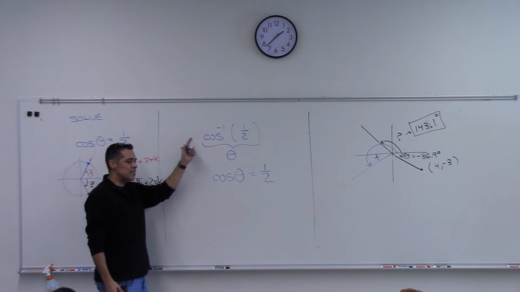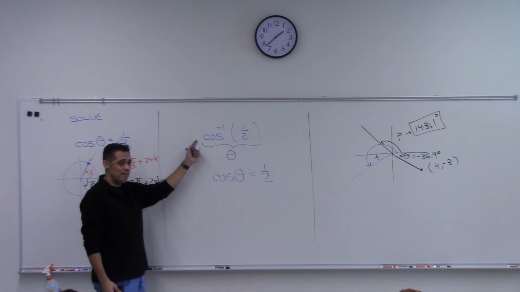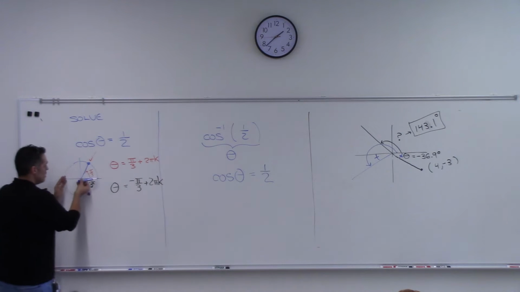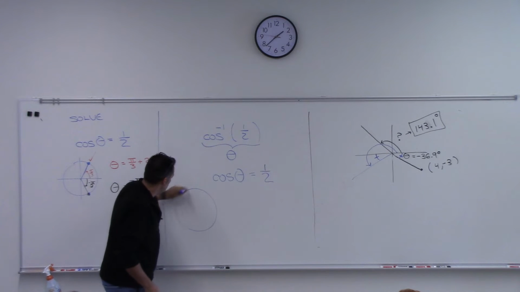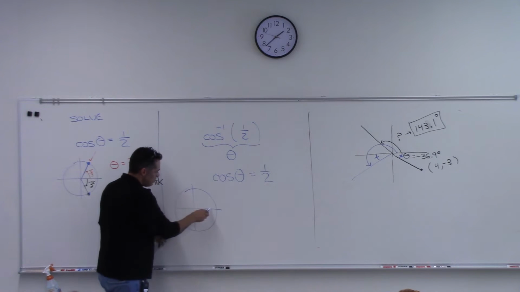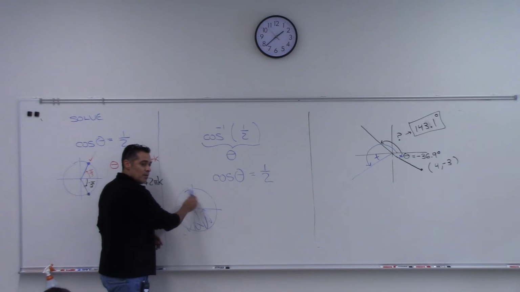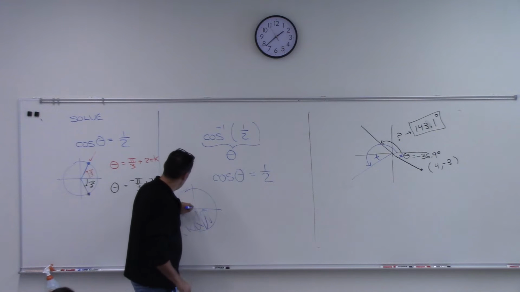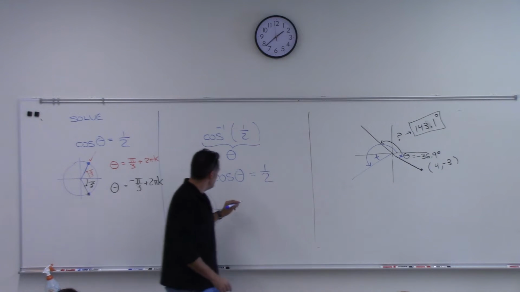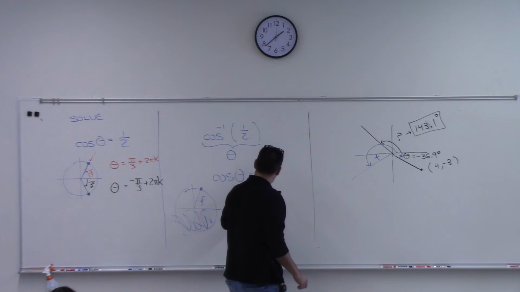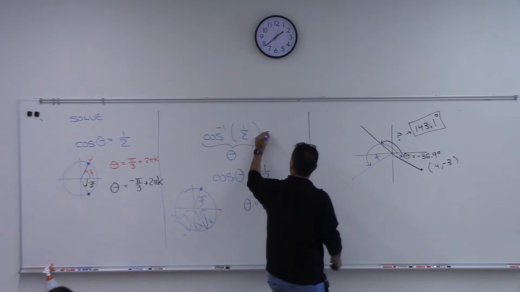This domain restriction says I can only have answers between 0 and pi for cosine inverse, which means my only answer, it's the same picture, you see, but you're now going to cut the bottom of this off, right? You're not allowed to look down here, only look 0 to here. Now there's only one answer. The answer is unique. It is pi over 3. So here your answer is pi over 3, which means that this is pi over 3.